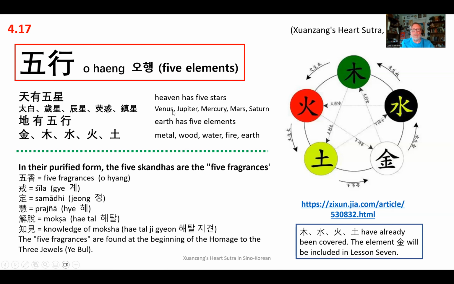Heaven has 5 stars: Venus, Jupiter, Mercury, Mars, Saturn. Earth has 5 elements: metal, wood, water, fire, and earth. And these planets correspond to these 5 elements. It's interesting that the planet that corresponds to the element of Earth is Saturn. The planet Earth doesn't feature as one of the stars in heaven because Earth is down here on Earth. Earth is where the 5 elements are.